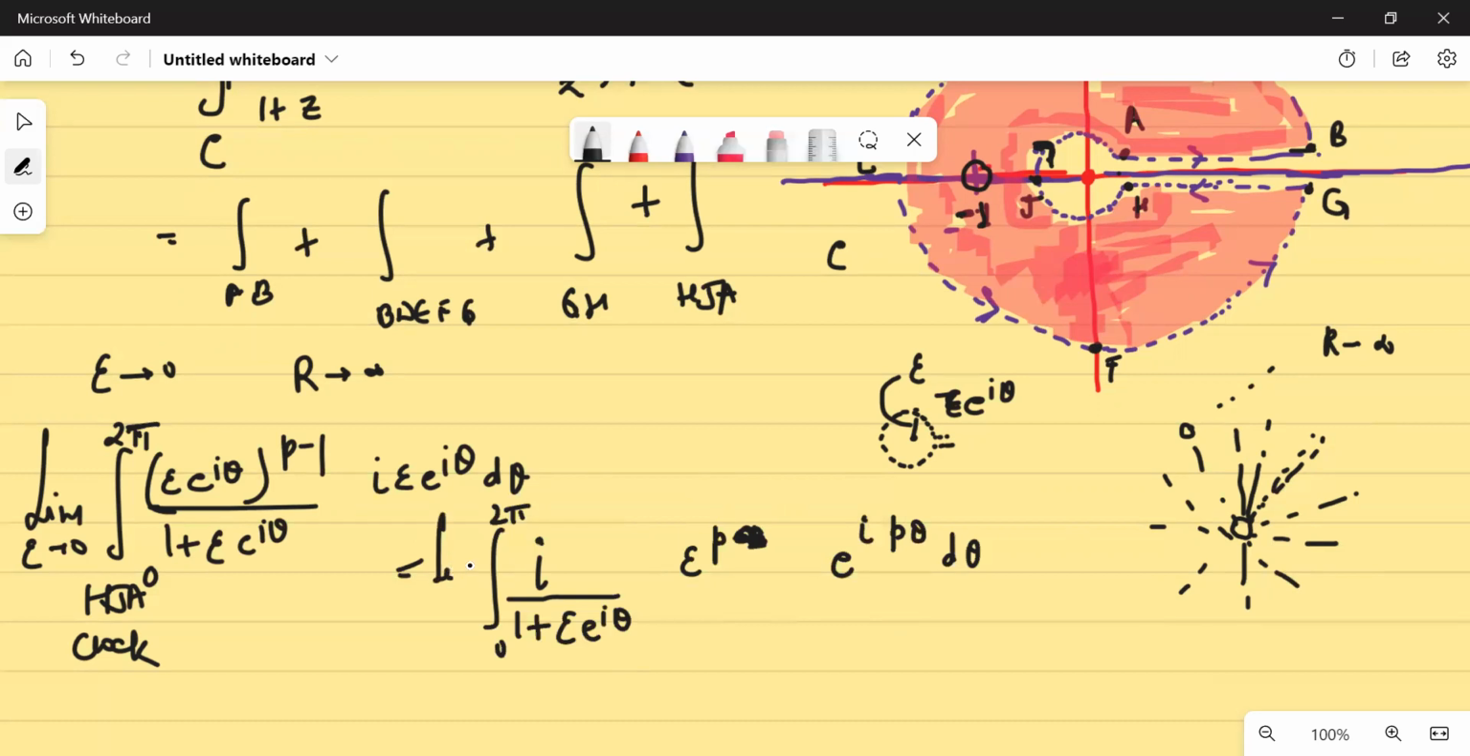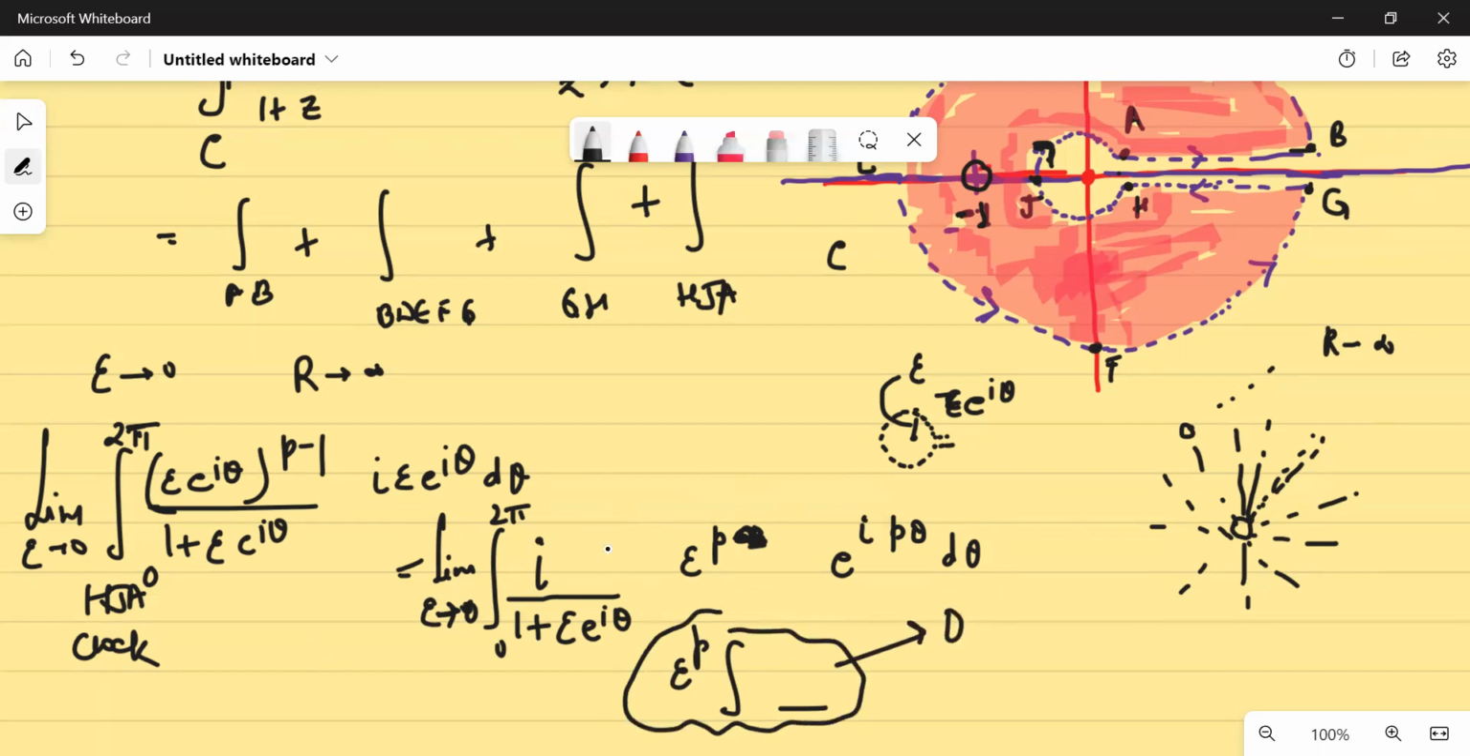You just think that this entire thing depends on what? It depends on theta. And now I'm taking epsilon tends to 0, so it does not depend on epsilon right now. So I can take epsilon outside. Whatever this integral is, I'm not bothered, but epsilon raised to power p is outside. And as epsilon tends to 0, this entire thing will become 0. Is that clear?